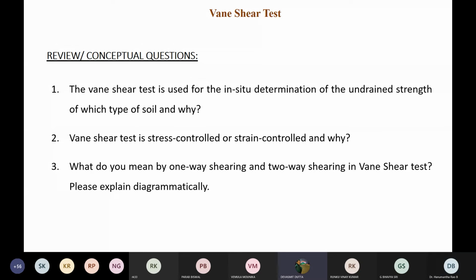Sir, actually, in that shear strength, we have not included pore water pressure, right, sir? Here no. That is why it's called an undrained test. Vane shear test is an undrained test.